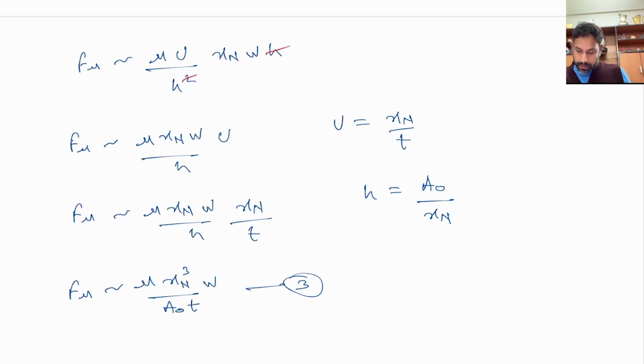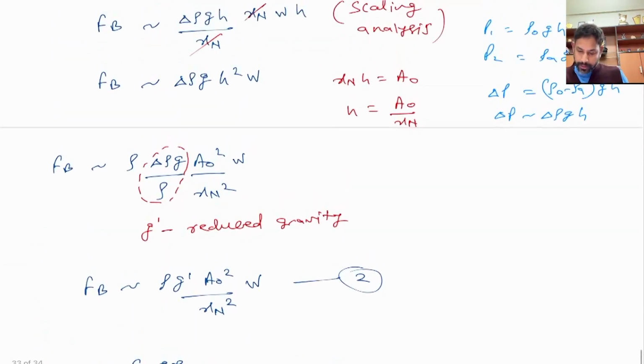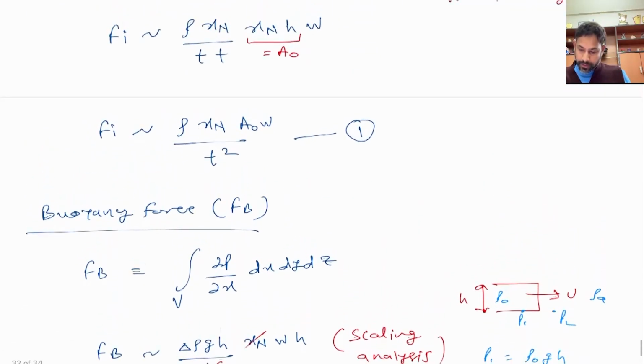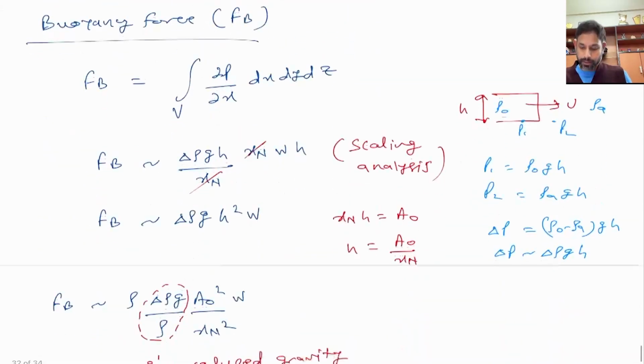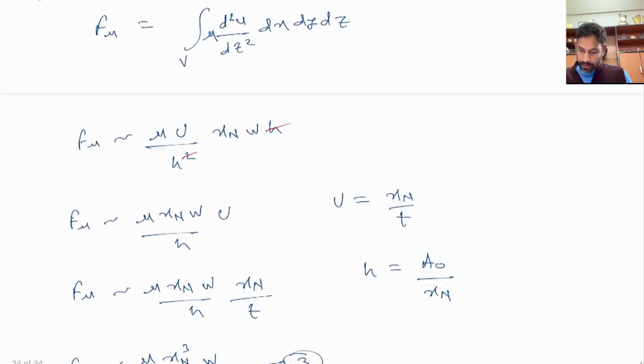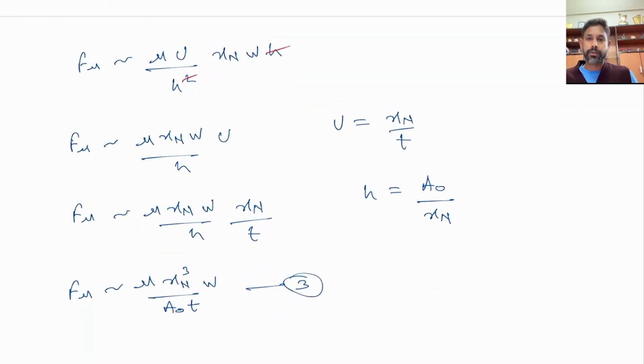Okay, so far we have got this dimensionally valid equation for inertia force, that is equation number 1. Then for buoyancy force, that is equation number 2. And then for viscous force, that is equation number 3. Okay, and now we are going to equate these different equations for different flow regimes, and we are going to find the formulas for the gravity current velocity, gravity current length, etc.